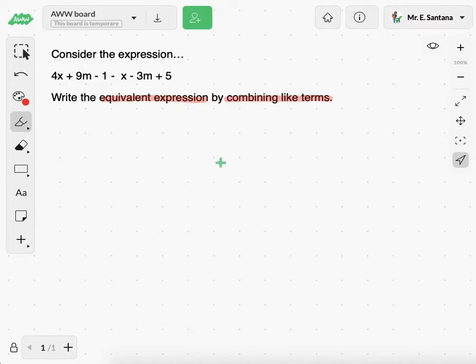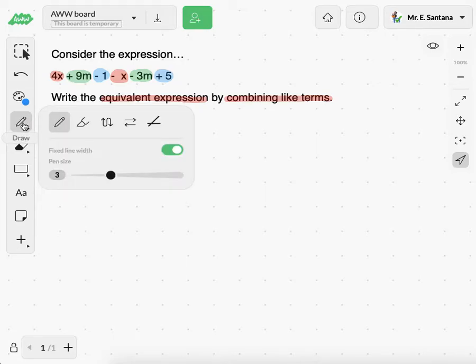Okay, for us to understand what to do, you have to find the like terms first, which are the terms that have the same variable. So in this case, 4x and minus x have the same variable, so they are like terms. Then we have the terms that have m, so plus 9m minus 3m, those are like terms. Now, the other numbers do not have a variable, and that's what makes them like terms, that they don't have it. So you have minus 1 and plus 5.